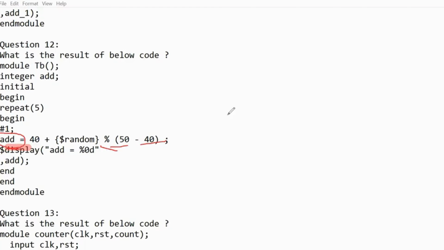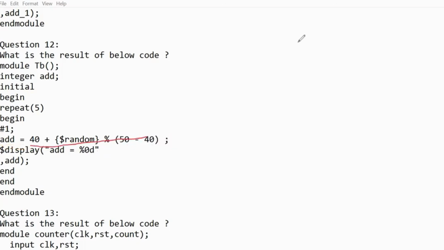Can you tell me? 0 to 10, ma'am. Why 0 to 10? How? 50 minus 40 equals 10, ma'am. 50 minus 40, okay. And 40 plus 10, ma'am. Okay, but we cannot use it like that.